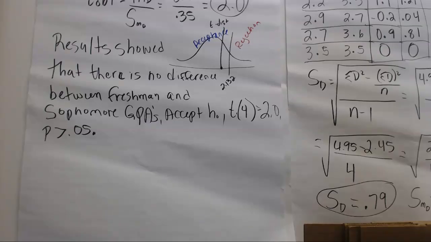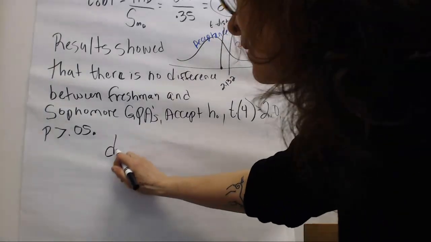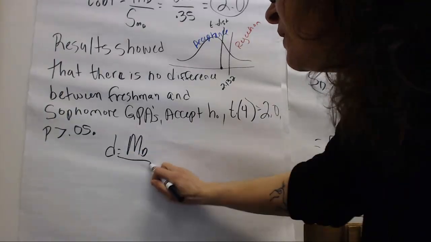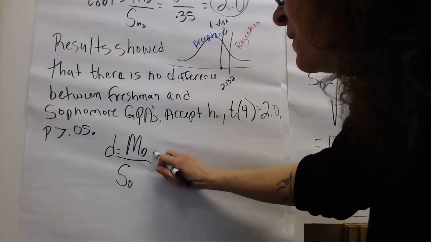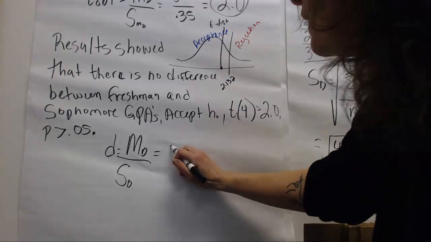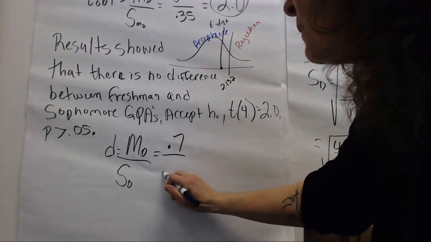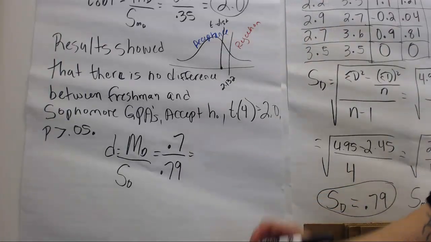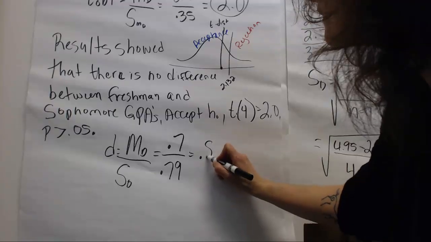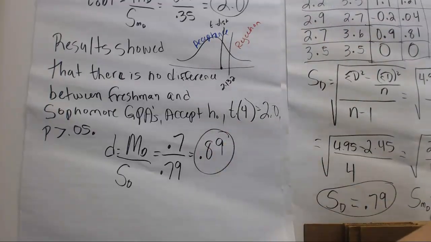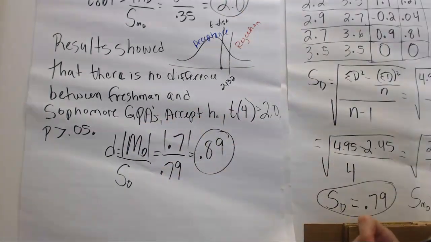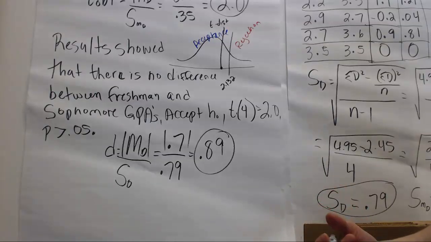Okay, so in order to calculate our Cohen's d, that's going to be equal to the mean of the difference divided by the standard deviation of the difference, which is going to give us 0.7 divided by 0.79, and that is going to give us an effect size of 0.89. Oh, and I'm sorry, it should be the absolute value of this. Do not let me forget that, right? Because there's no such thing as a negative effect size.